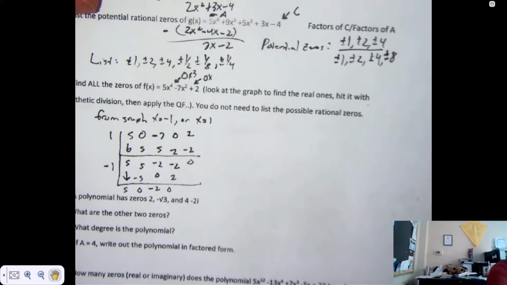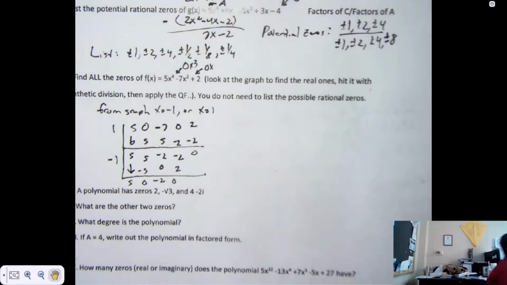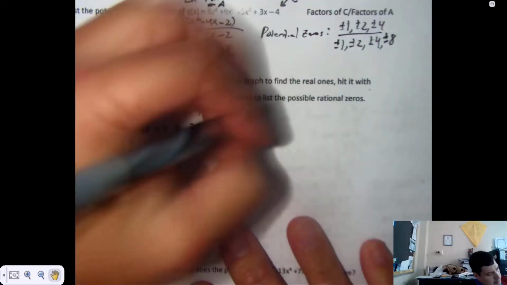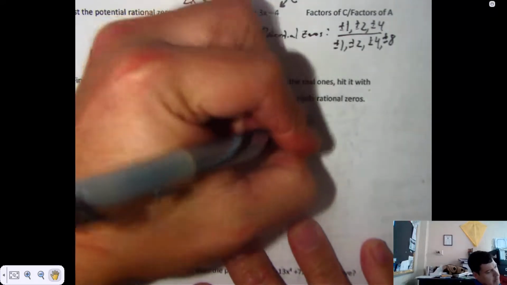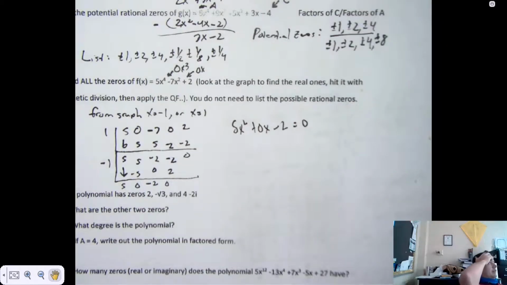Now that graph did have 2 other zeros being shown. They just were probably pretty ugly. But this is the equation that we have. I pulled 2 x's from x to the fourth. I'm down to x squared. I can write a quadratic. What is the quadratic? 5x squared plus 0x minus 2 equals nothing. That actually has an alternate way of solving, but I'm not going to go through it. You guys just need to get the quadratic formula down.